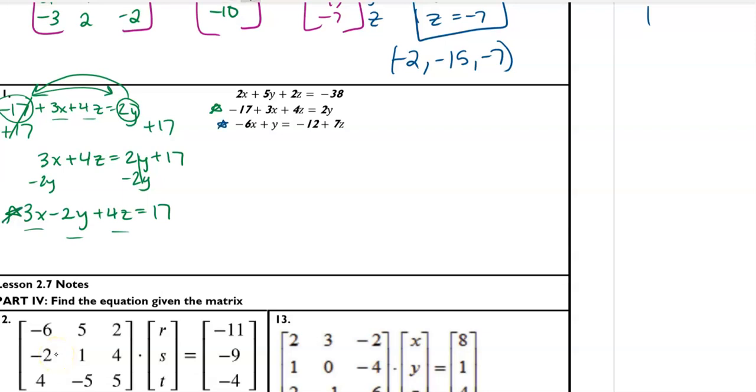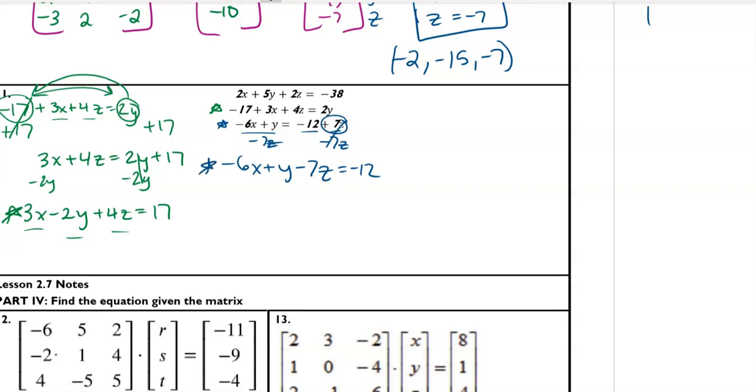Let's do the third one. Here we have -6x plus y. Well, these are both on the left side, and that's good, but this is good too, but the 7z needs to go to the other side. So we're going to subtract 7z. And now we have -6x plus y minus 7z equals -12. And now that is a good equation to put into the matrix.